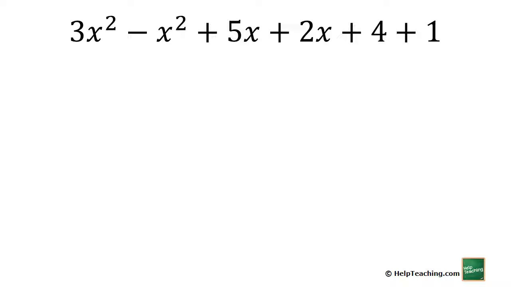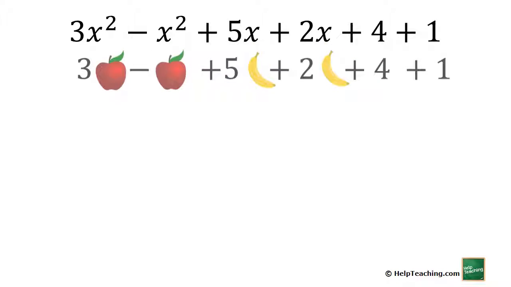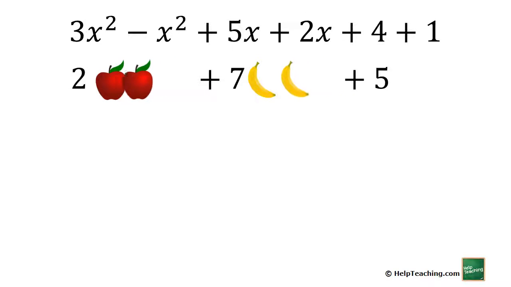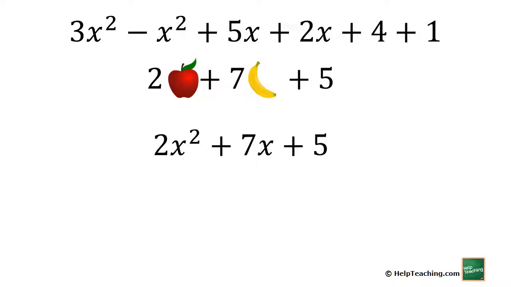So let's look at this polynomial. 3x squared minus x squared plus 5x plus 2x plus 4 plus 1. To use a visual illustration of like terms, we are going to convert our x squareds into apples and our x's into bananas. And we can see we have 3 apples minus an apple, plus 5 bananas, plus 2 bananas, plus 4, plus 1. So if we combine these, we end up with 2 apples, plus 7 bananas, plus 5. If we convert these back to the variables we know they actually are, we get 2x squared plus 7x plus 5.